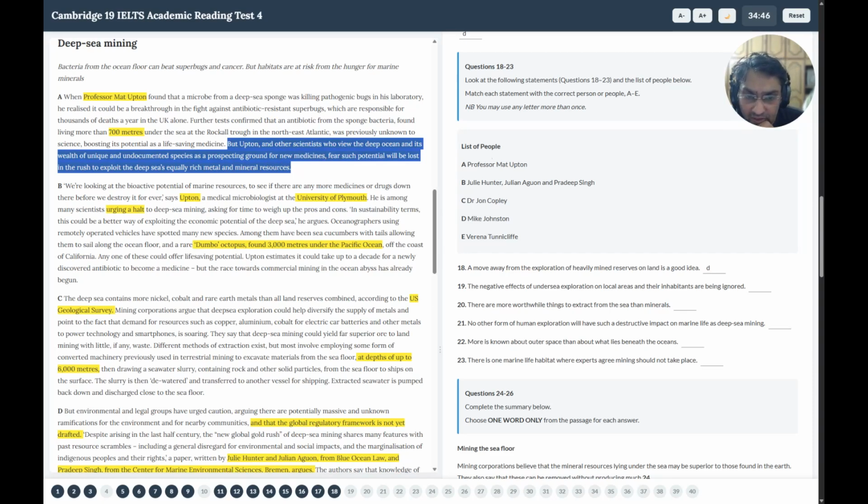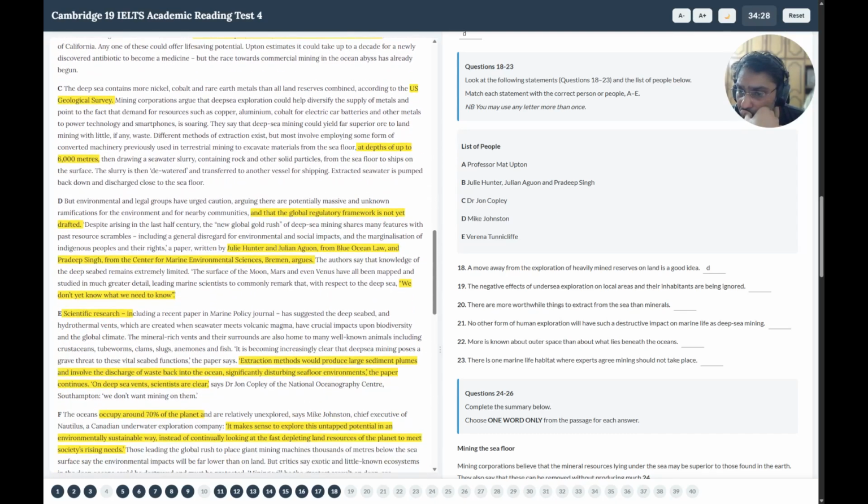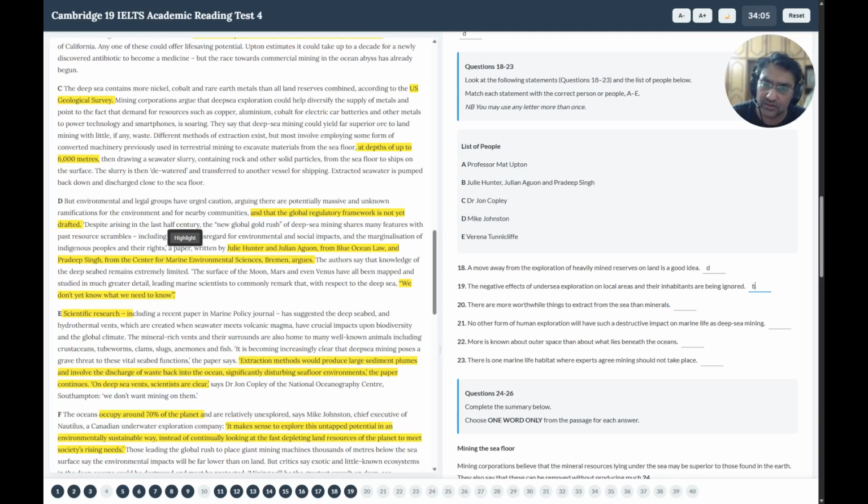Julie Hunter, the negative effects of undersea exploration on local areas and their inhabitants. So he's not saying any negative effects, but he is saying that it's not good. So what did Julie Hunter, Julian Agwan, and Pradeep Singh state? General disregard for environmental and the marginalization and the right of the areas and their inhabitants. Indigenous people are those who are living there, inhabitants are those who are living there. So this is B.